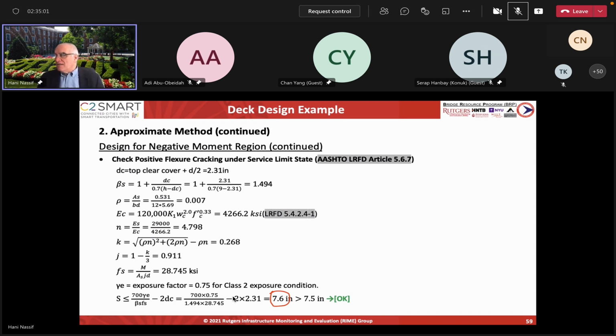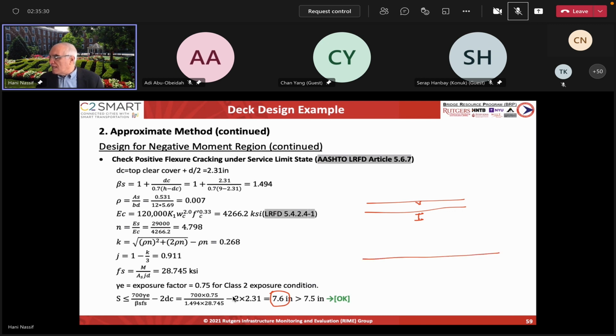However, I have a comment on the negative moment, especially right above the girder. This is right above the pier. Usually, this is when you have it over the girder, right? So you're talking about cracking here, and that can be controlled using this.